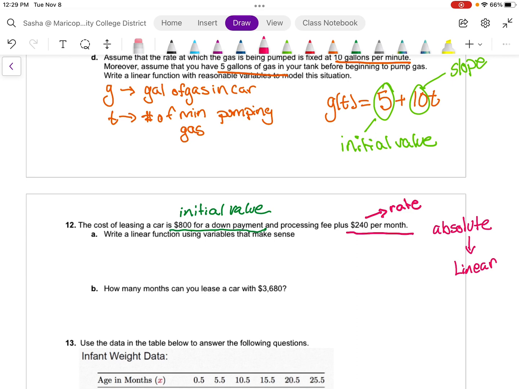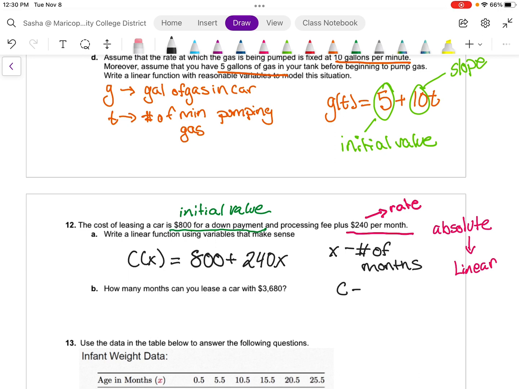So if I write a linear function, I'm going to have the cost. Let's make the cost of leasing a car C. So C of x equals my initial value, 800, plus 240x, where x is the number of months, and C is our cost of leasing the car.